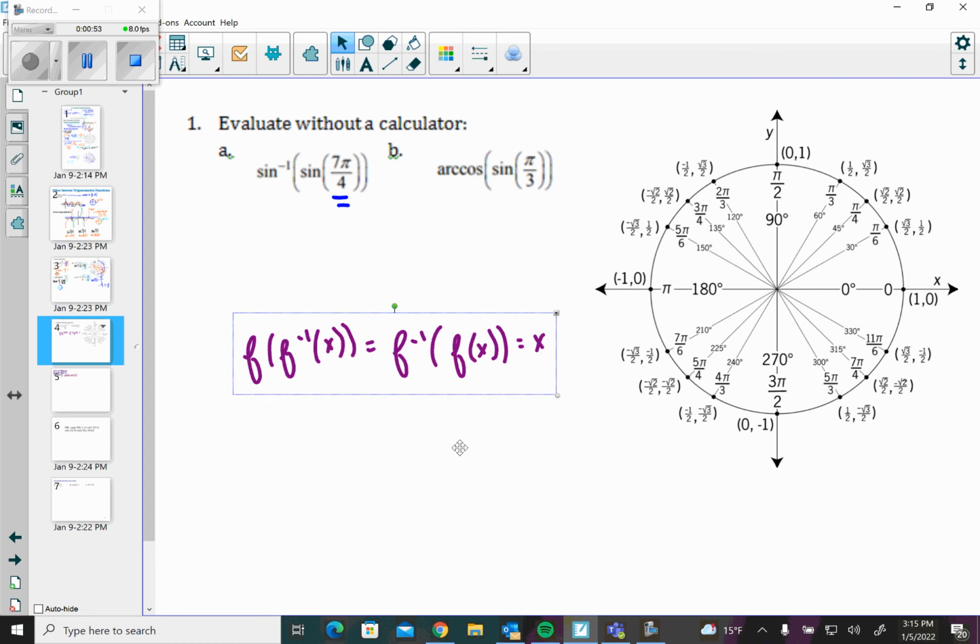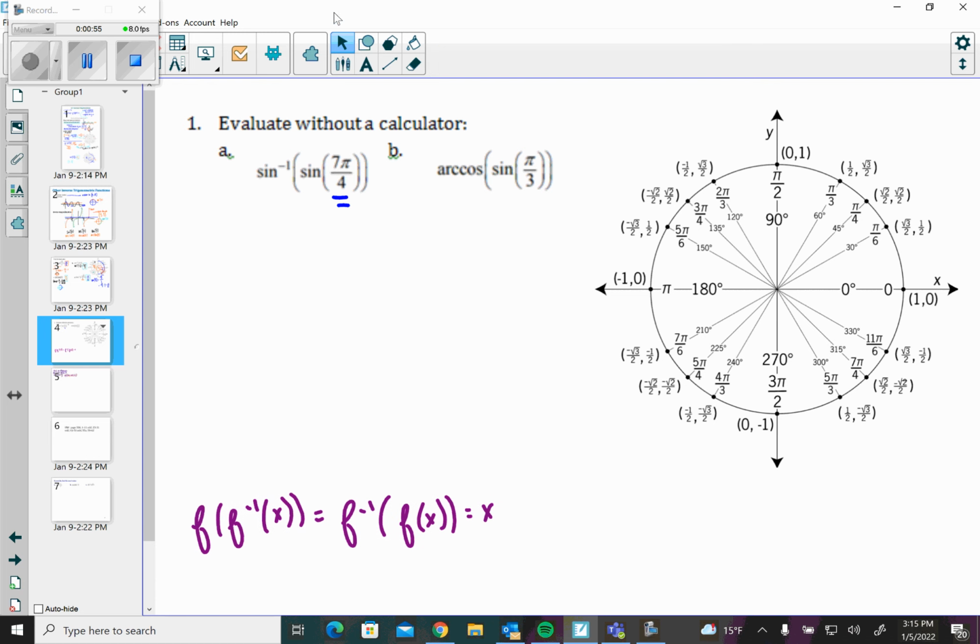Well, we're going to go back to the rules that we know and love from just algebra. I'm talking order of operations. We are going to start with inside first. So what is sine of 7 pi over 4? Well, I look at my unit circle. 7 pi over 4 is right here. Sine is y. Sine of 7 pi over 4 is negative square root of 2 over 2.